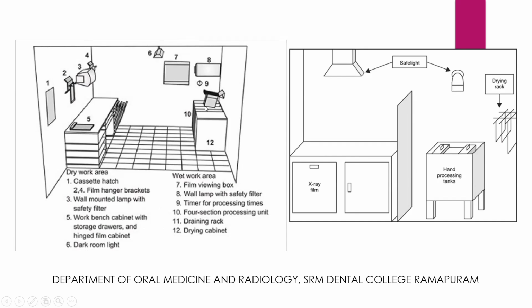The wet work area will have the film viewing box, a wall lamp with safety filter, a timer, especially when we are using the time-temperature method for processing, a 4-section processing unit, writing rack, and drying cabinet. So this is the safe light. This is a schematic representation. We have processing tanks where we have the developer, a water bath, and then we have the fixer.